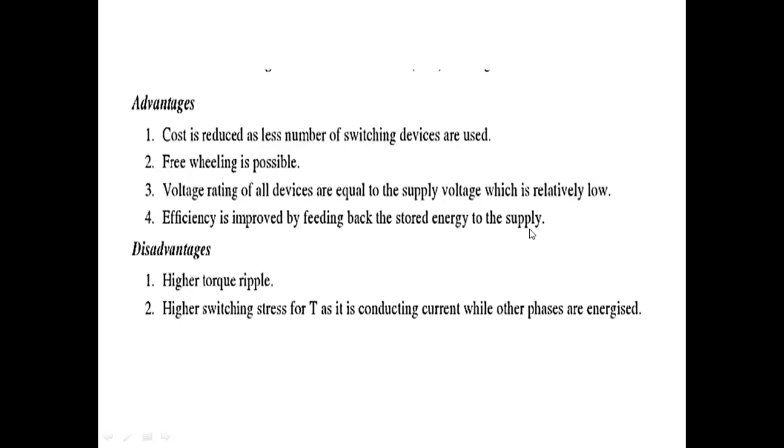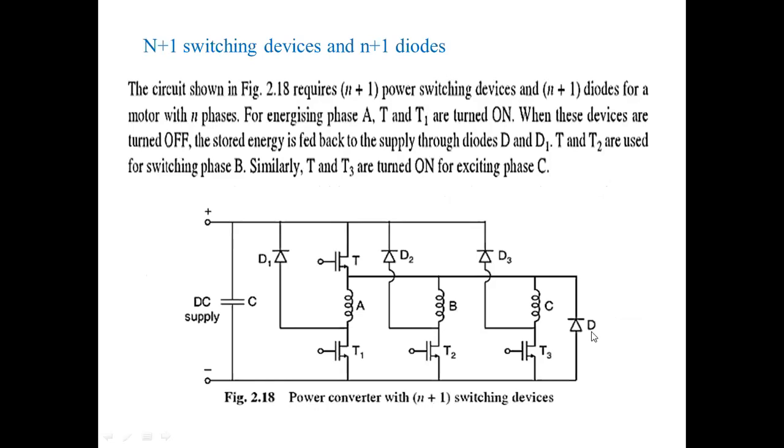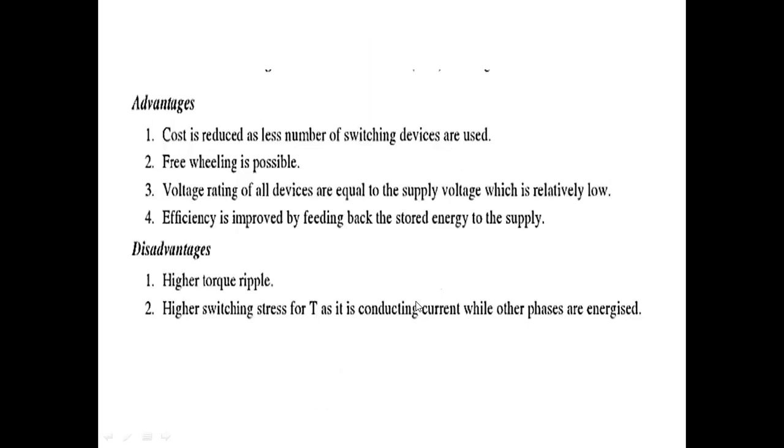High torque ripple. Torque ripple is a requirement of some applications only. So that's why high torque ripple is there as a disadvantage, and a higher switching stress per T as it is conducting current while other phases are energized. Previously, I explained that this thyristor T and diode D are operating each and every time, conducting all the time. So there is a burden on that particular static switch while operating that much time. That is the main disadvantage of these N plus 1 switching devices.